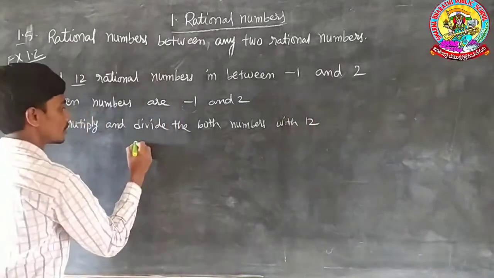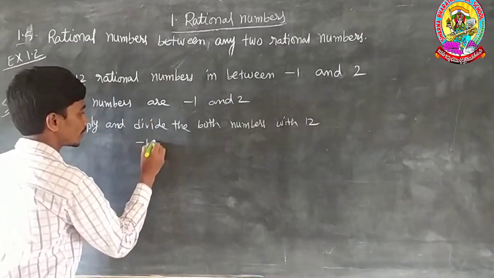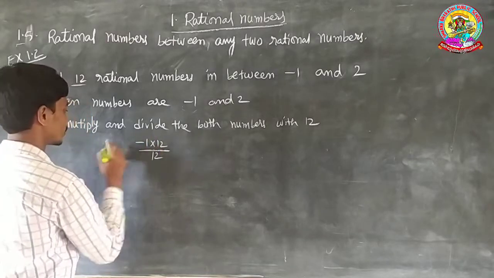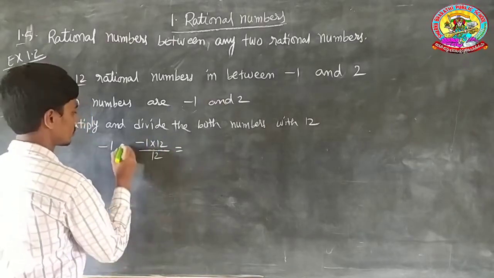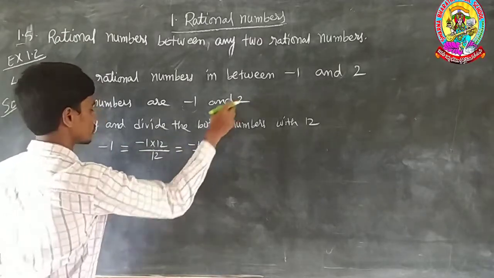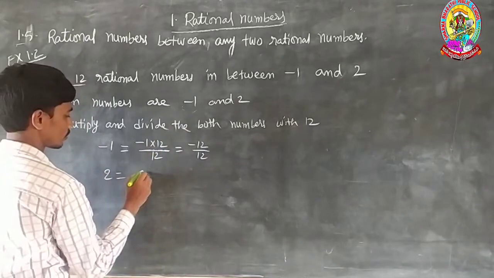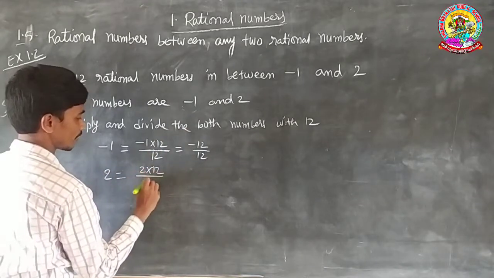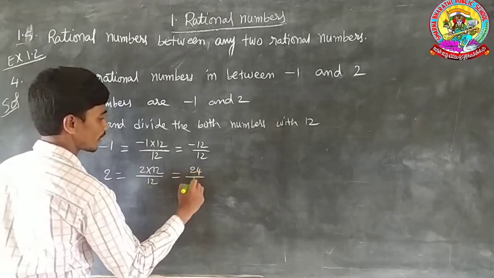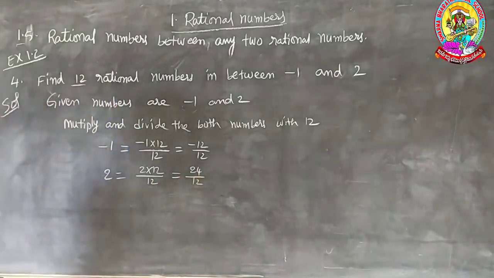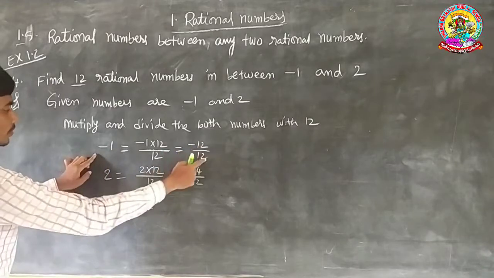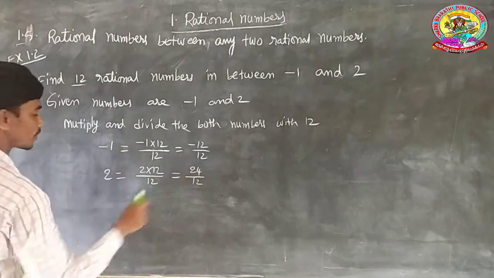Then we get -1 into 12 by 12, which becomes -12 by 12. Then 2 is equal to 2 into 12 by 12. Then you get 2 12s are 24 by 12. So now the -1 value becomes -12 by 12, and 2 becomes 24 by 12.